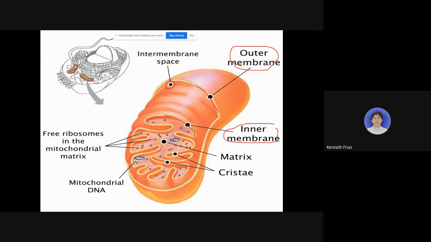Now, inside the inner membrane, there's a fluid-filled structure called the matrix. This is the matrix. And you notice that the inner membrane of the mitochondrion is folded. These folds are called cristae. So you need to remember these basic parts in the structure of the mitochondrion, because they are very important in the process of cellular respiration, aside from the cytosol, which is located in the cytoplasm.